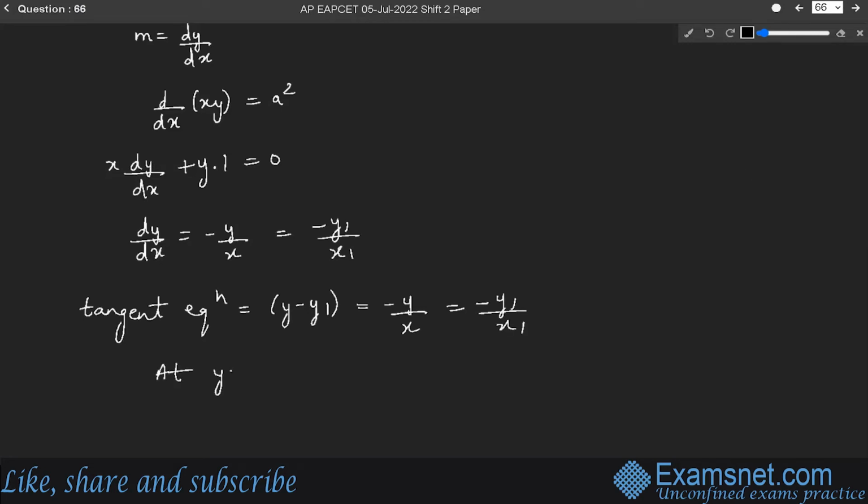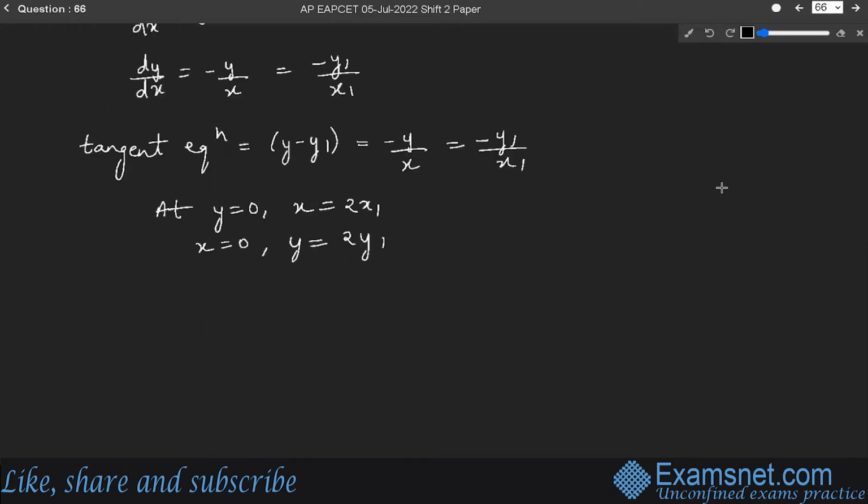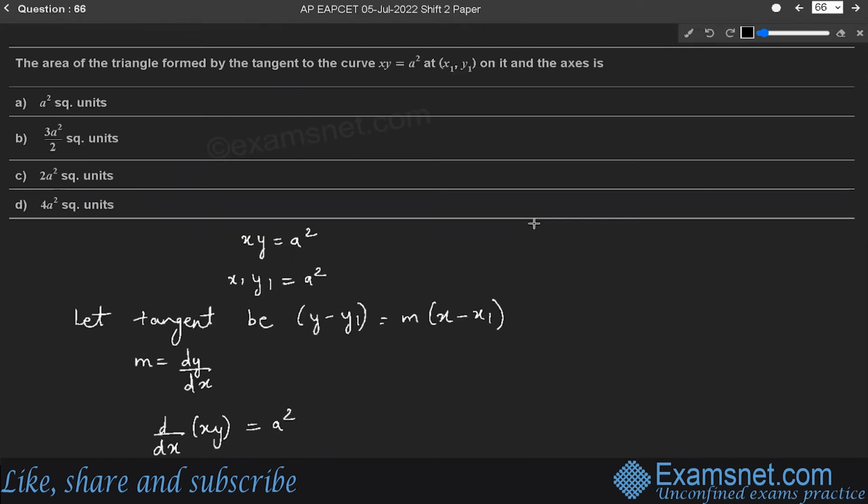Now at y equal to 0, x will be equal to 2x1, and at x equal to 0, y will be equal to 2y1. So therefore the required area will be 1 by 2 into 2x1 into 2y1, which will be equal to 2 into x1 into y1, because this 2 and 2 will be cancelled. And we know that x1 into y1 is equal to a square. So it will be 2 into a square units. So the area for this question is 2a square. Therefore, option number C is the correct option for this question.